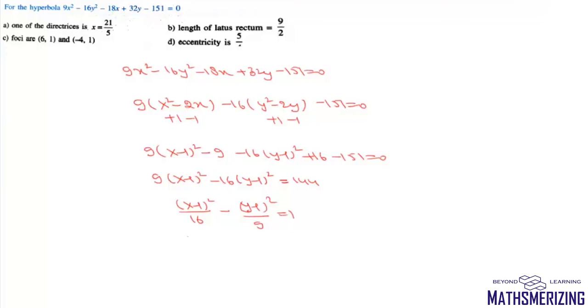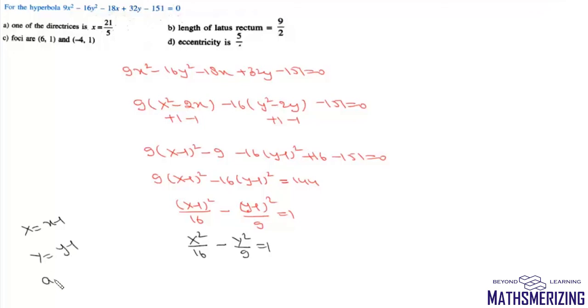So what we'll do is we'll compare it with the standard equation, which is capital X square upon 16 minus capital Y square upon 9, and this is equal to 1, where capital X is x minus 1 and capital Y is y minus 1.